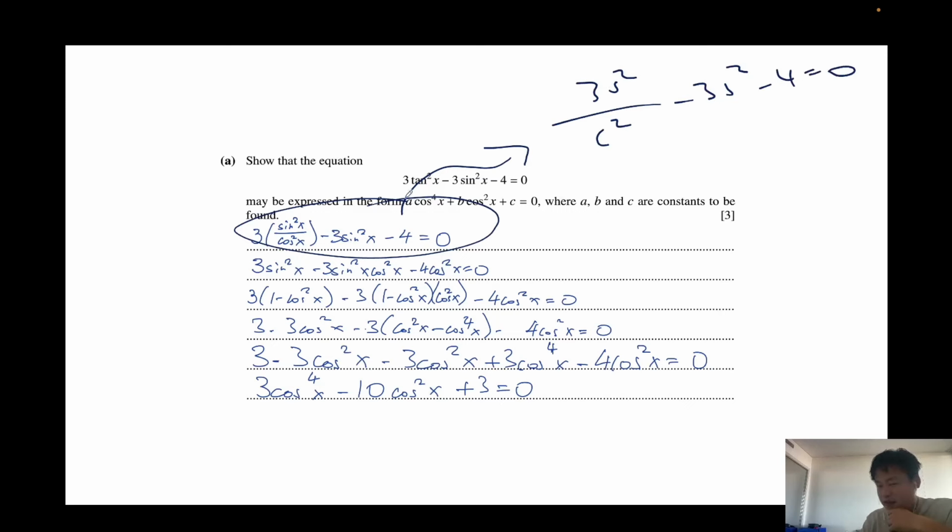Do you see the final thing doesn't have a fraction? It's just one line, one expression involving cosine. We don't have a fraction over there. We want to get rid of that fraction. How do we do that? Easiest way, just multiply both sides by cos squared.